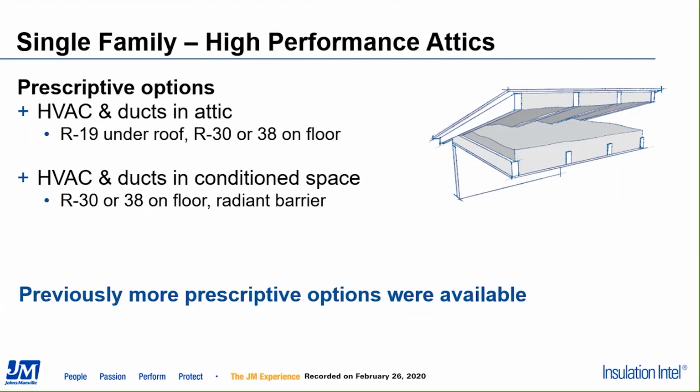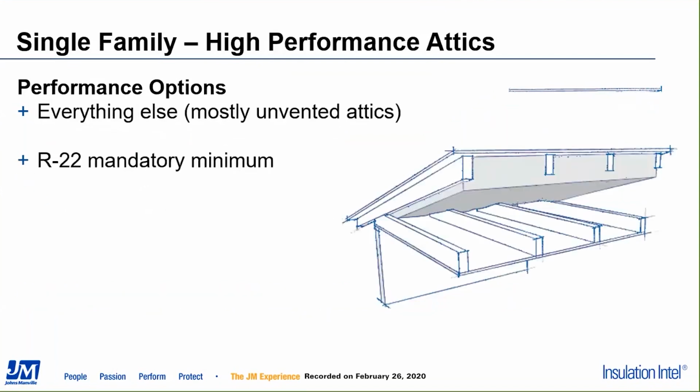Previously, in the 2016 version of the code, there were more prescriptive options available, and based on how often other approaches were used, they consolidated these prescriptive options down. The performance option is really everything else, right? If what a builder wants to do doesn't fall into those buckets that we talked about, then by definition, it has to use the performance path to show compliance.